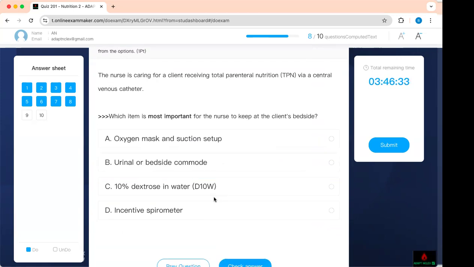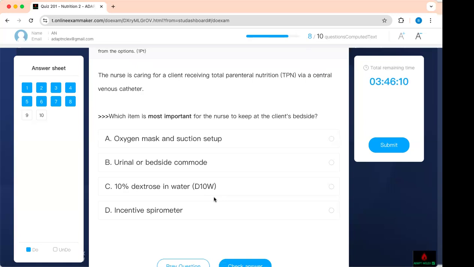Which item is most important for the nurse to keep at the bedside? That means all of this is very important, but which one is the most important? Therefore, make sure the answer choice fits what the question is asking. A nurse is caring for a client receiving what? TPN via central line. If you have to pick one thing, what would you pick?